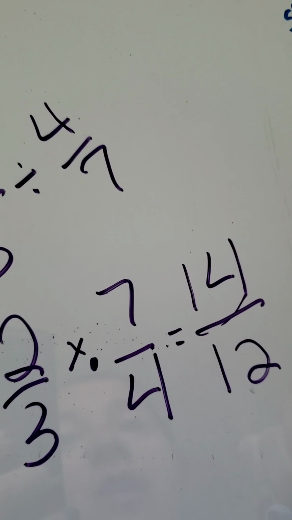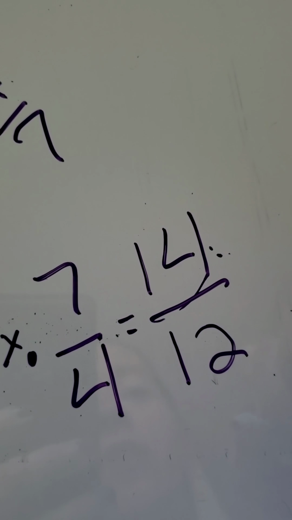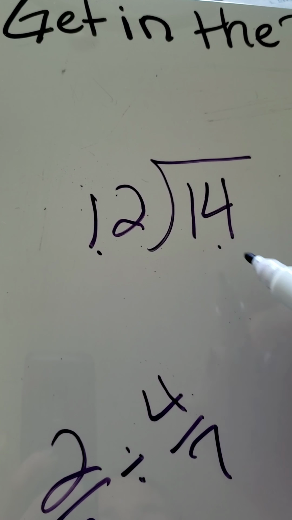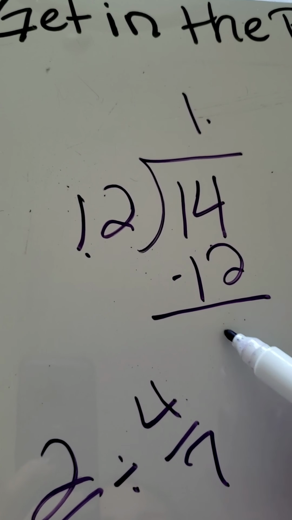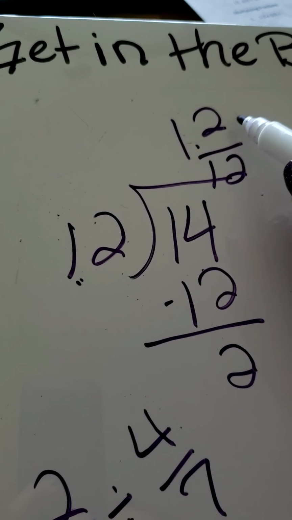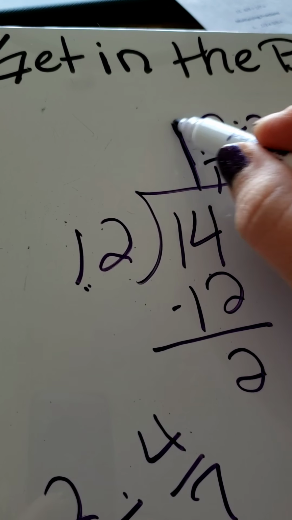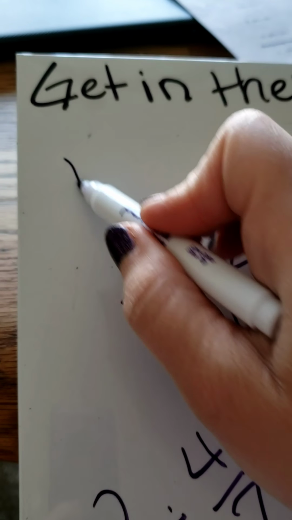Okay, now I have an improper fraction as my final answer, so I just have to get it in the box. 14 is my naughty fraction, so he goes in the box. 12 is my good number. 12 goes into 14 one time. 1 times 12. Subtract to get 2. 2 is my numerator over 12. Then I'm going to reduce that because they're even. 2 divided by 2 is 1. 12 divided by 2 is 6. And then adding that to my whole number.